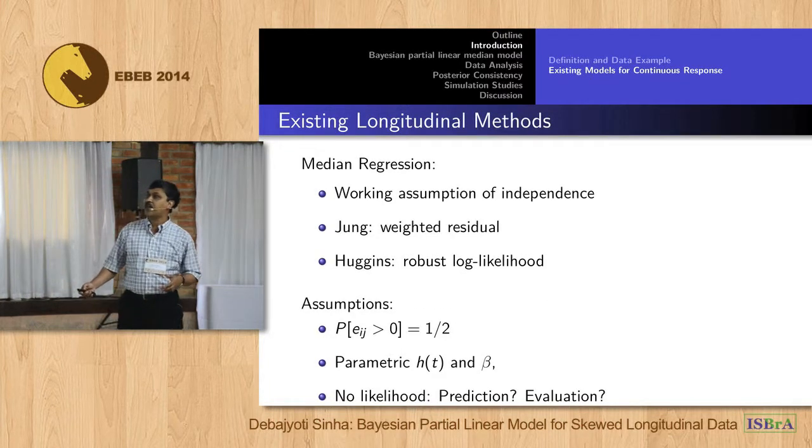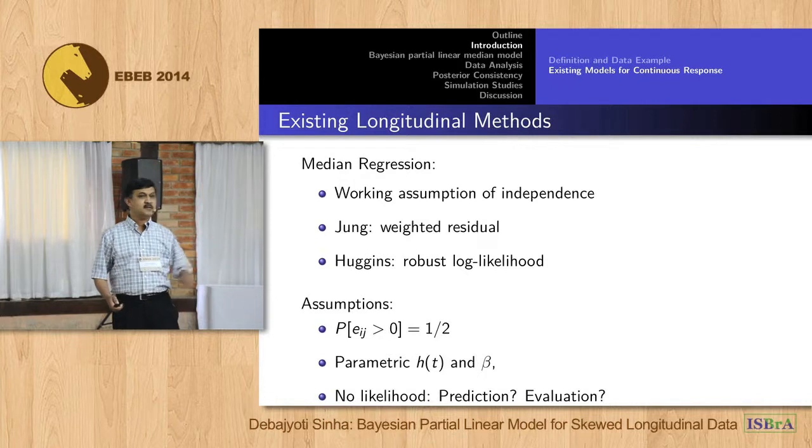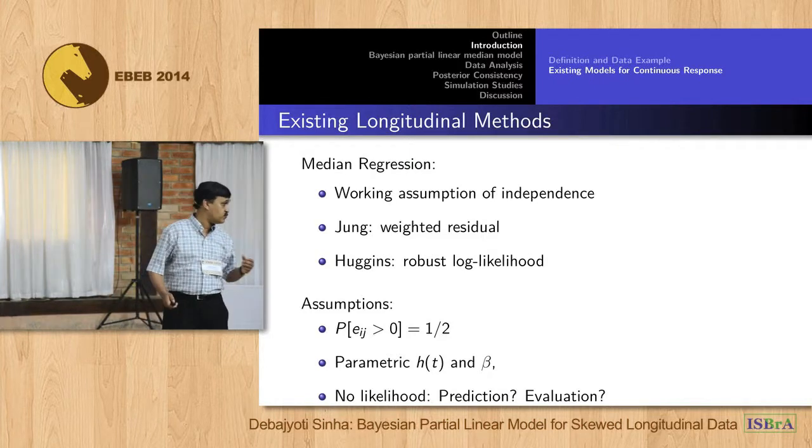In median regression, what you assume is that the probability of the error EIJ being below zero is one half, that is, the median is zero. Many people have worked on it with a working assumption of independence, and there's a weighted residuals method by Chung, who has a couple of papers. Huggins, with some co-authors, has used robust likelihood. They have dealt with parametric HD, where the hazard function of time is parametric, and of course the beta, which is the overhead effect, is parametric too.